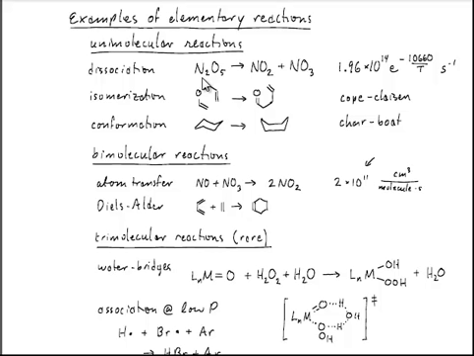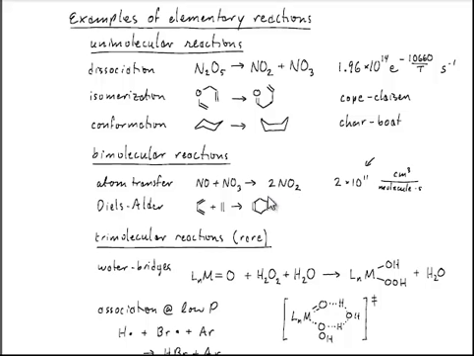We can also find examples that are isomerization reactions. For example, the Claisen rearrangement is this reaction here. We can find examples that are nothing more than conformational changes, like the chair-boat interconversion of cyclohexane. There are also bimolecular reactions that can be elementary reactions. An example of this is NO combining with NO3 to make two molecules of NO2.